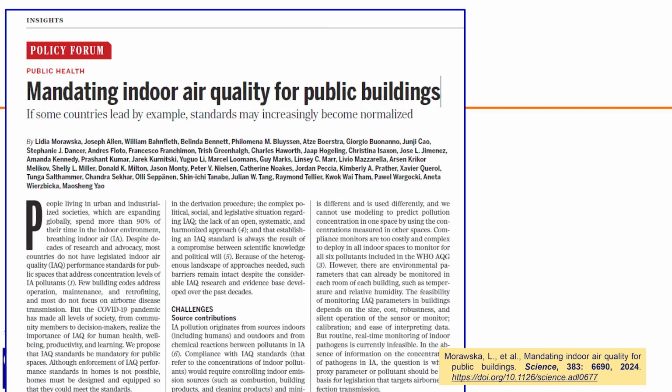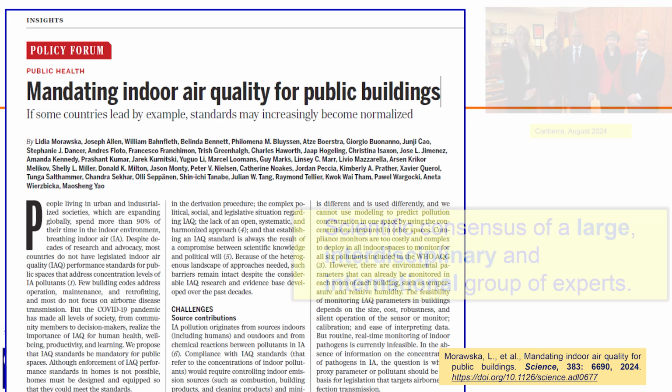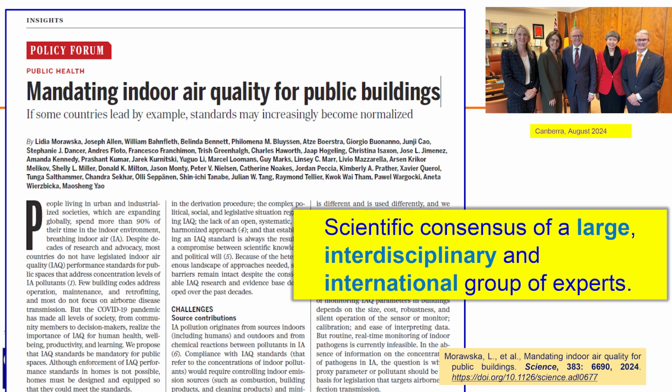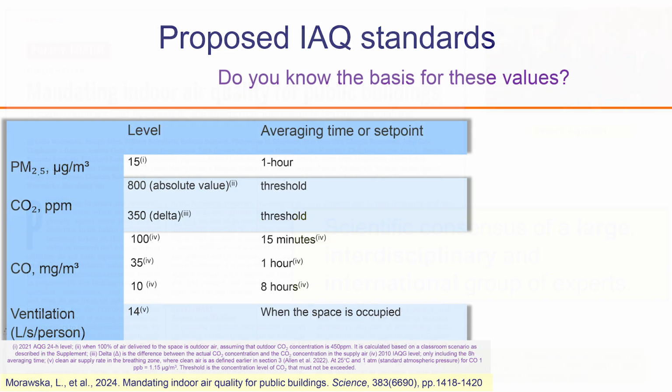So with this in view, Expert Group 36 published last year this paper, Mandating Indoor Air Quality for Public Buildings, which is the scientific consensus of a large interdisciplinary group of experts. And in this picture, you can see us talking to the Prime Minister of Australia last year, and we continue talking with the government here. So the quintessence of this is the proposed indoor air quality standards for 3 pollutants and a ventilation rate. We propose levels, we propose averaging times.